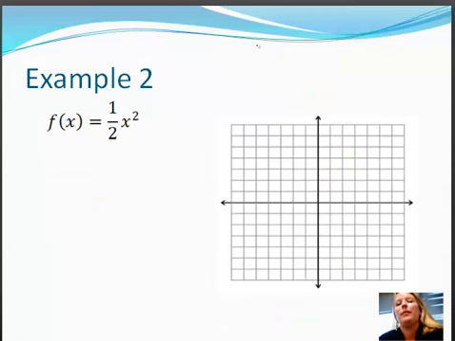So again, we have the x squared function because it's the easiest one to see this. So let's go back and change it to red because red is our parent function.